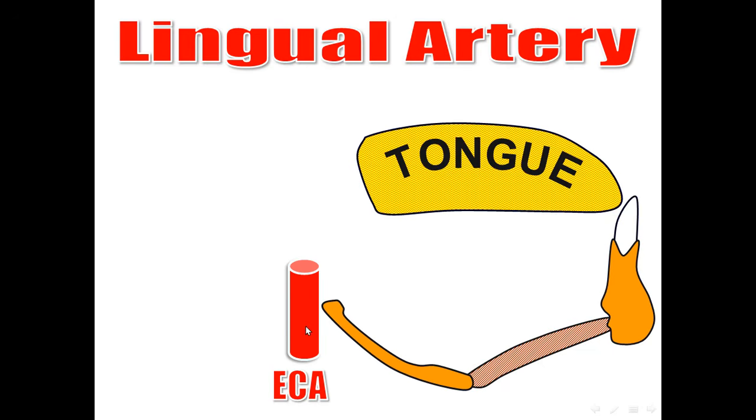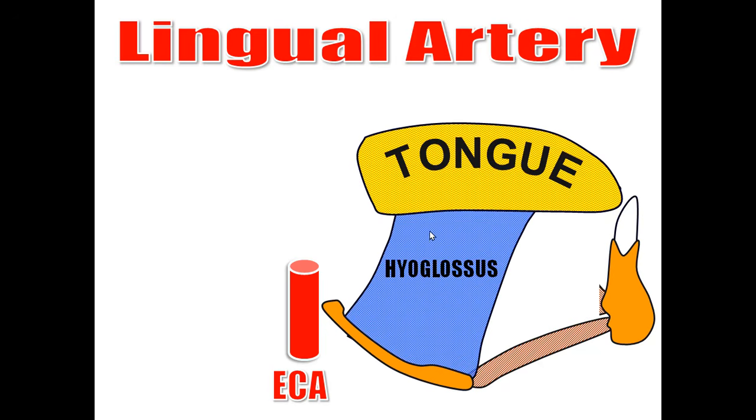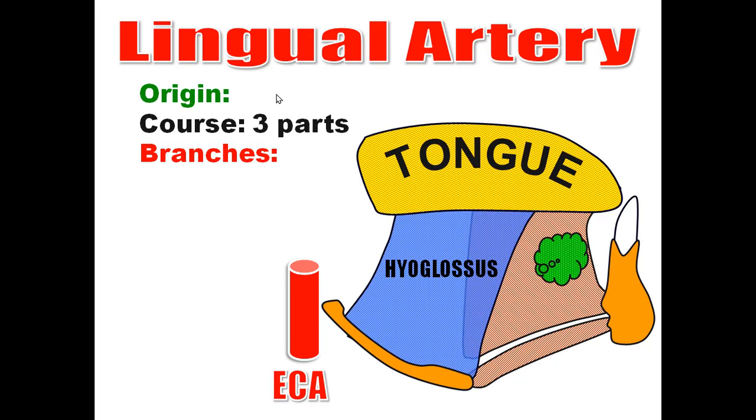Regarding the lingual artery, this is the external carotid artery, and this is the hyoglossus muscle. This is the genioglossus, this is the geniohyoid, and this is the sublingual gland. Regarding the origin, the lingual artery is a branch of the external carotid artery. It terminates inside the tongue as the deep lingual artery.